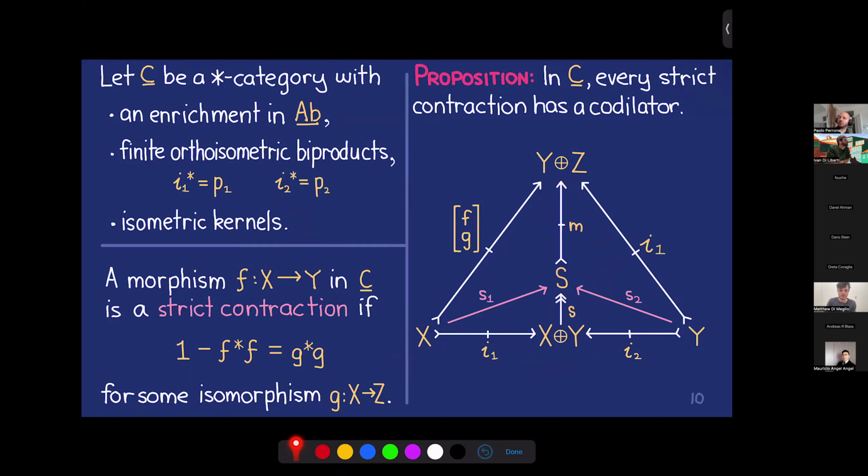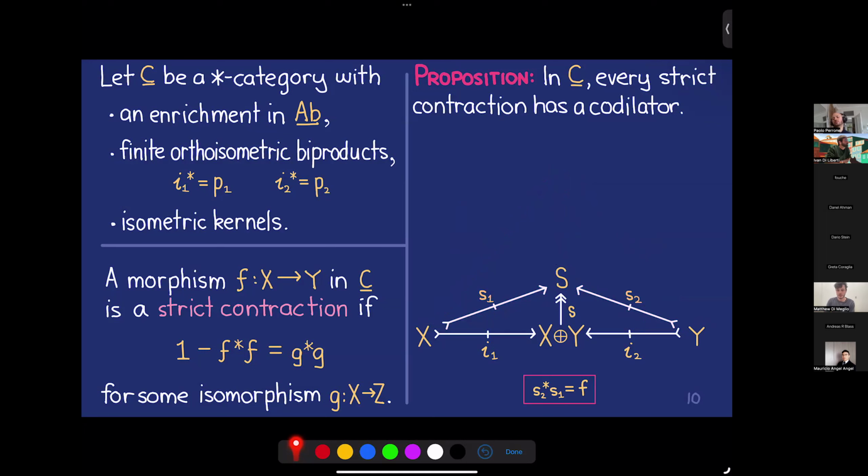S1 and S2. And at this point, I can use the fact that this morphism and this morphism are both isometries to show that S1 is an isometry. And similarly, I can show that S2 is an isometry. I can also show that if I do S1 and then the adjoint of S2, I get F. So what that means is that S1 and S2 is another dilation of F, but in particular, it's a jointly epic one.